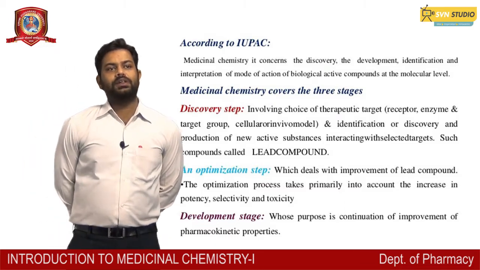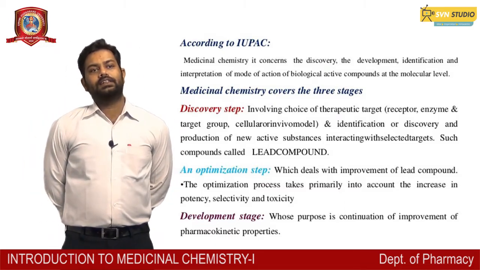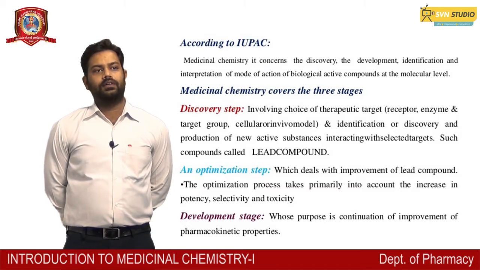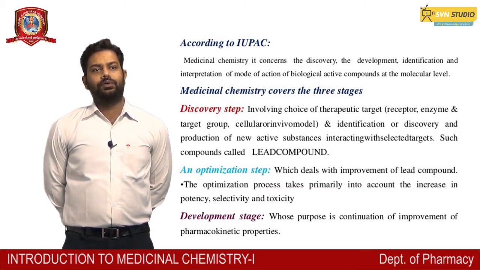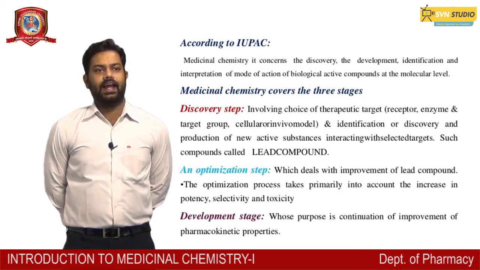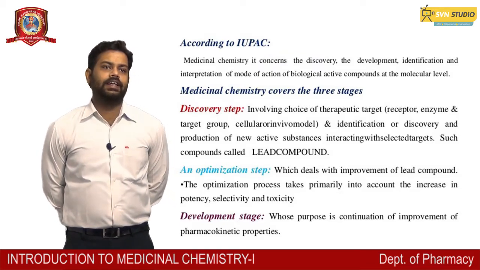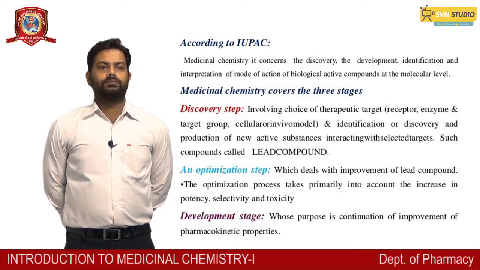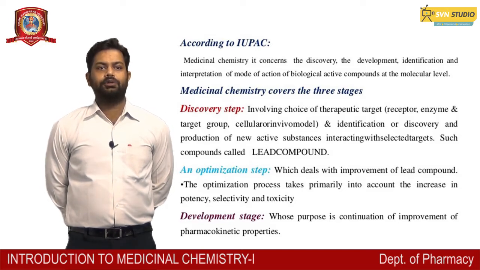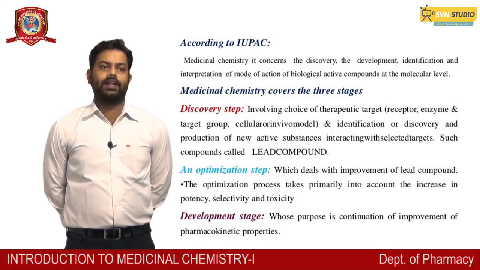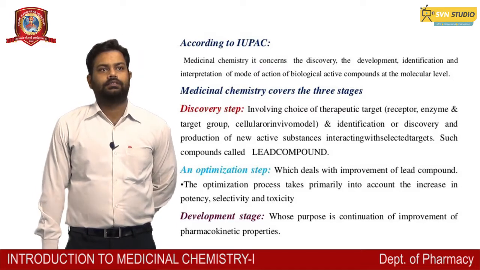The second is the optimization step, which deals with improvement of the lead compound. The optimization process takes into account primarily the increase in potency, selectivity and reduction of toxicity. The development stage, that is the 3rd stage, has the purpose of continuation and the improvement of pharmacokinetic properties.